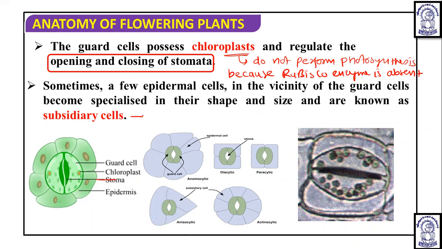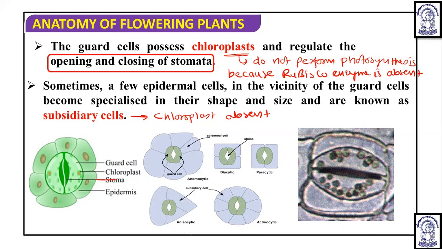And when we talk about subsidiary cells, chloroplasts themselves are absent. So subsidiary cells are not going to perform photosynthesis, and guard cells are also not going to perform photosynthesis. So what will happen? They will import water and food from the surrounding cells, but they are not able to synthesize it. So this is about the stomata in the epidermis. I hope you understood this particular stomata very well.